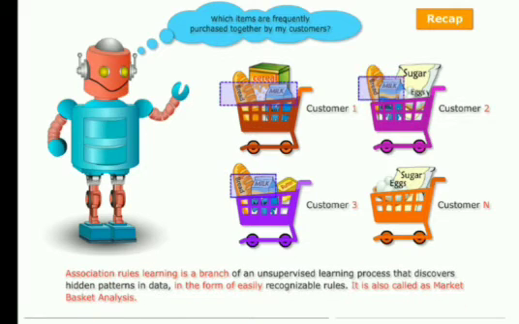Association rules learning is a branch of an unsupervised learning process that discovers hidden patterns in data in the form of easily recognizable rules. It is also called market basket analysis and is one of the fundamental techniques used by large retailers to uncover the association between items. In other words, it allows retailers to identify the relationship between items which are more frequently bought together. One of the most useful algorithms for this class of problems is the a priori algorithm, which we have discussed in detail.